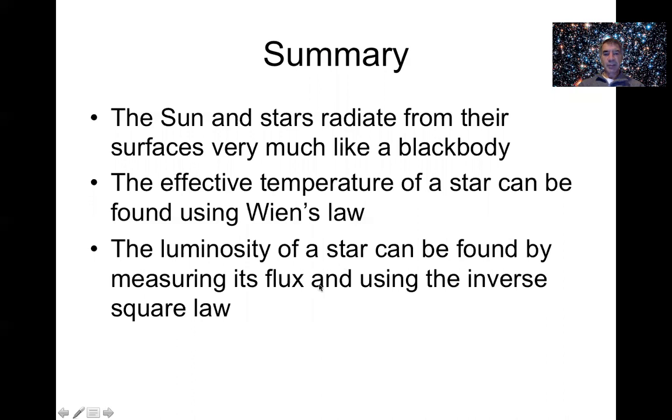And similarly, we've now seen a way in which we could determine the luminosity of a star, how powerful a star really is. We could find that by, first of all, measuring its total flux, by measuring lots of individual monochromatic fluxes and adding them all up to give the total flux, and then using the inverse square law. As long as we know how far away the star is, we can scale that back to work out the total luminosity that it is emitting. So two fundamental things that we're going to come back to time and time again.